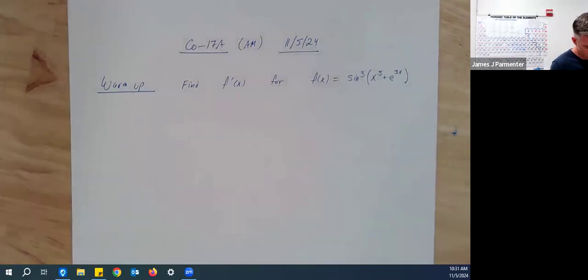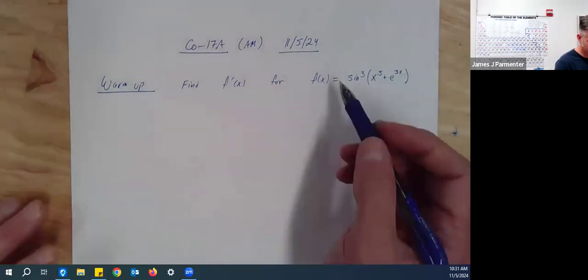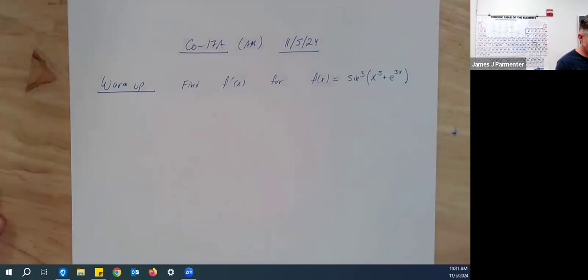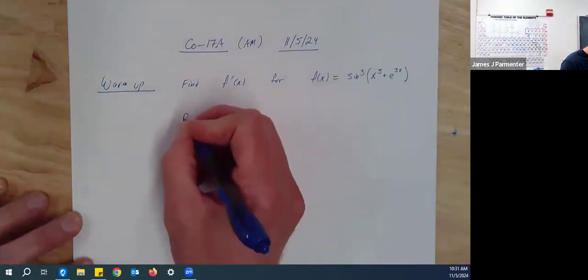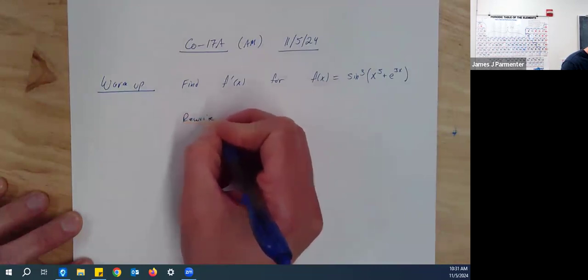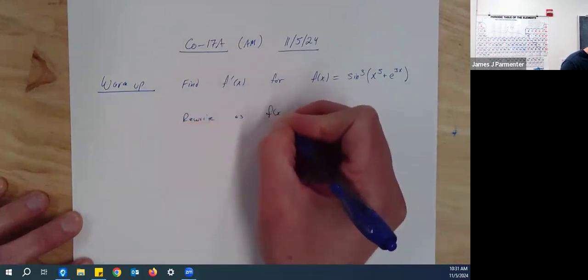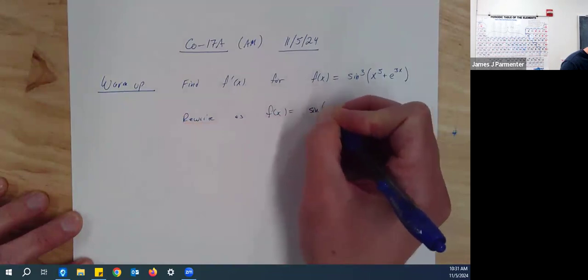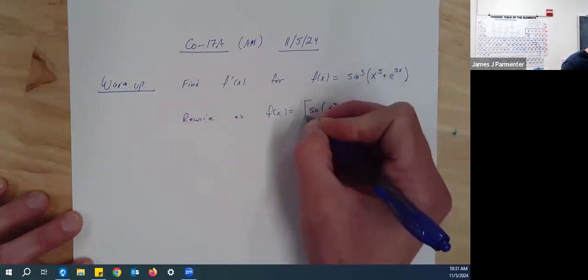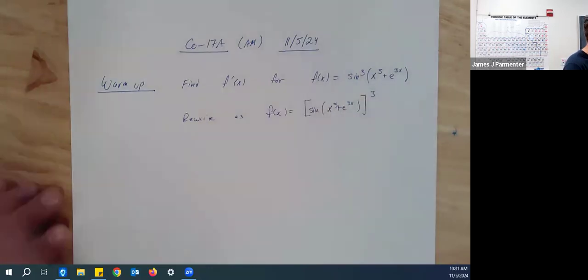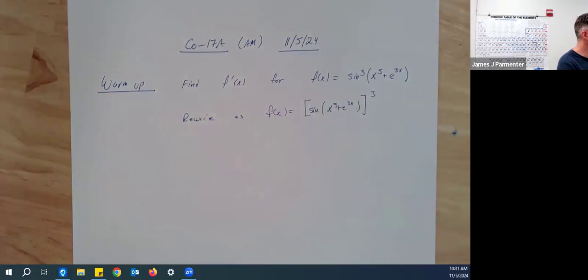So let's look at this one here. We want to find the derivative of f of x equal to sine cubed of x to the fifth plus e to the 3x. I would take the initial step of rewriting it as f of x equal to sine of x to the fifth plus e to the 3x, all cubed. So this is a little easier to tell what's the outermost function, as I like to call it.